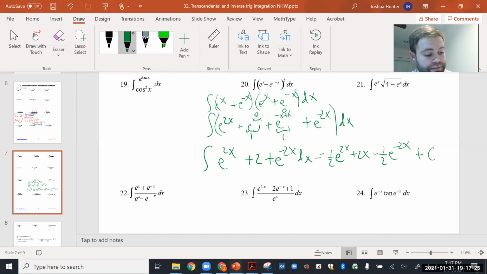Okay, and then we remember 20. Oh, going pretty quickly. We still got 20 minutes left. Then I was asked several questions about several inverse trig problems.